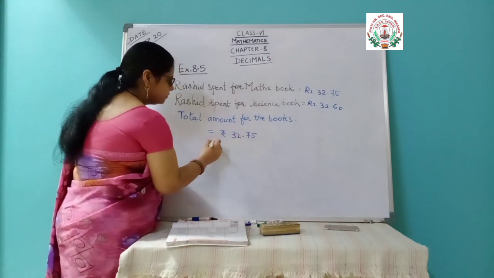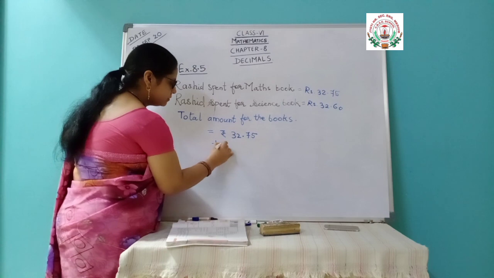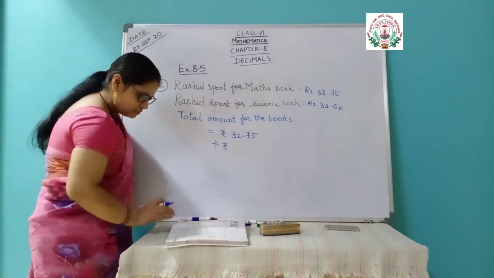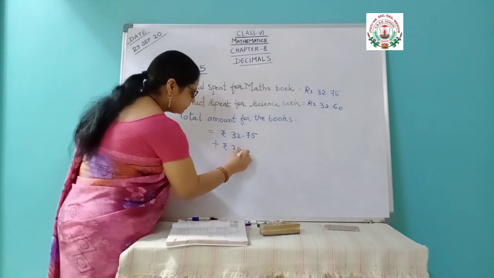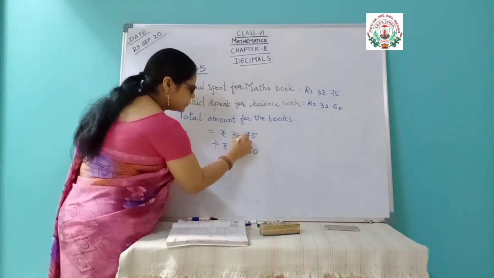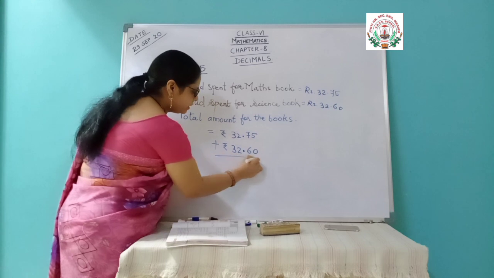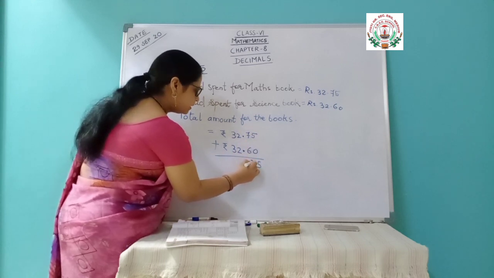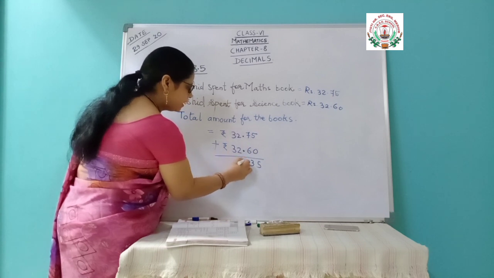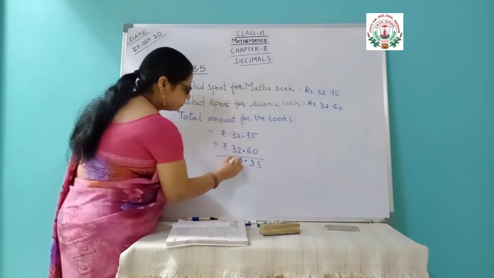32.75 plus 32.60. Decimal below the decimal, as I have told earlier. Now just go for addition. 6 and 6, 12, and 1, 13, 3, 1, that is 5 and 6.